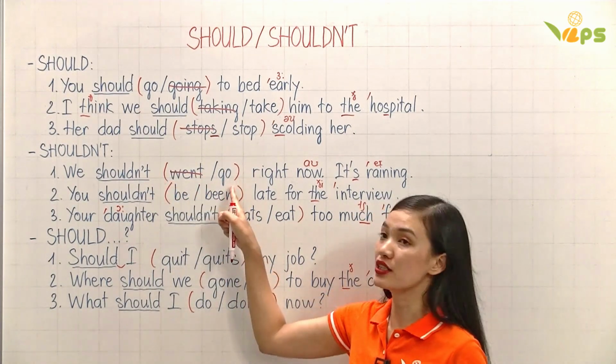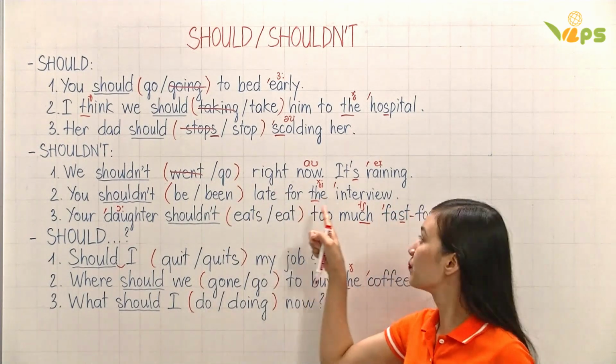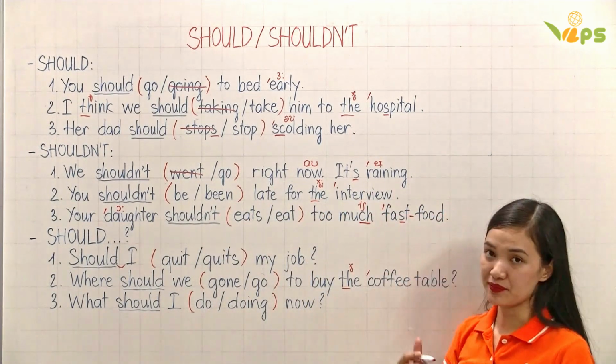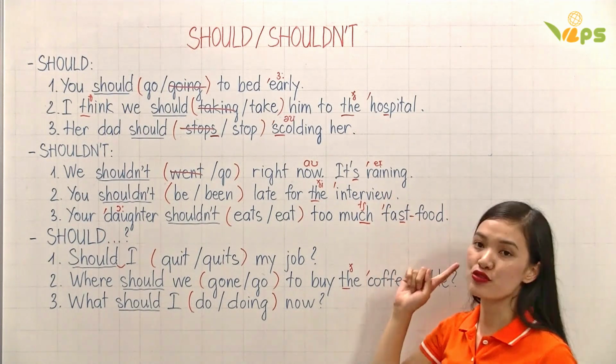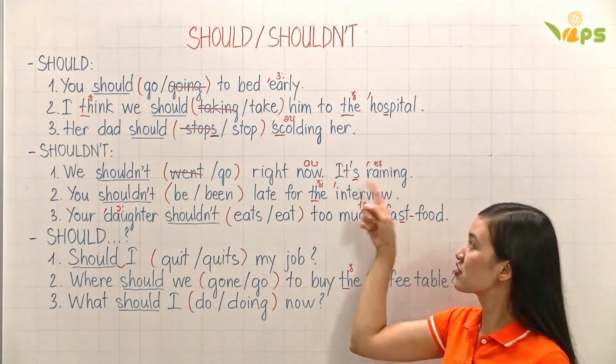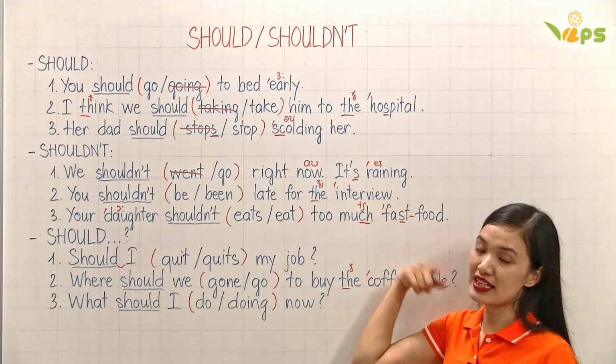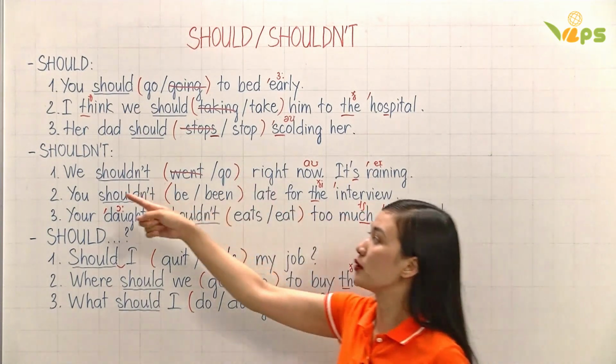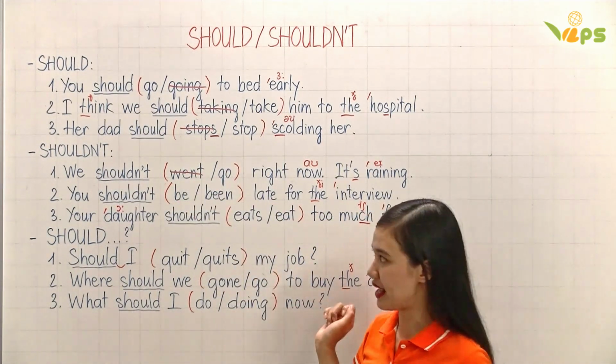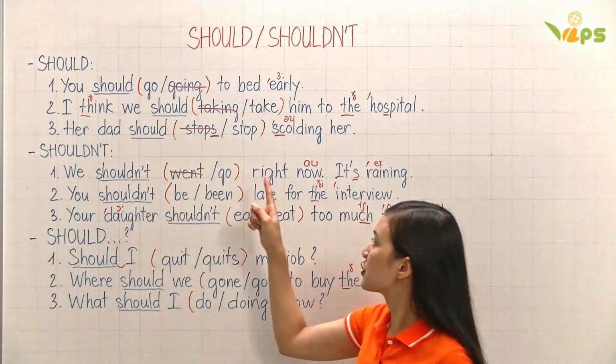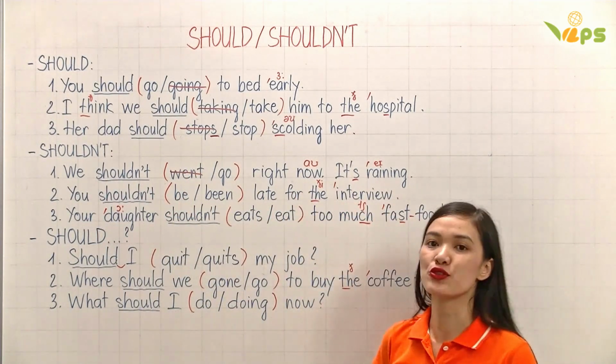We shouldn't go right now. It's raining. Okay, it's the reason, and that's why we shouldn't go right now. We shouldn't go right now. It's raining.